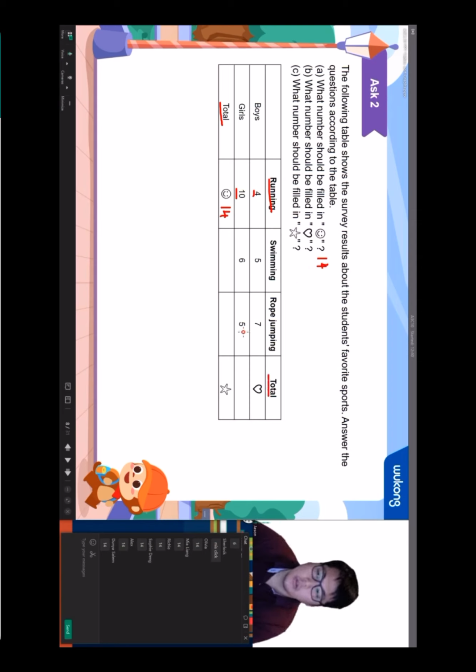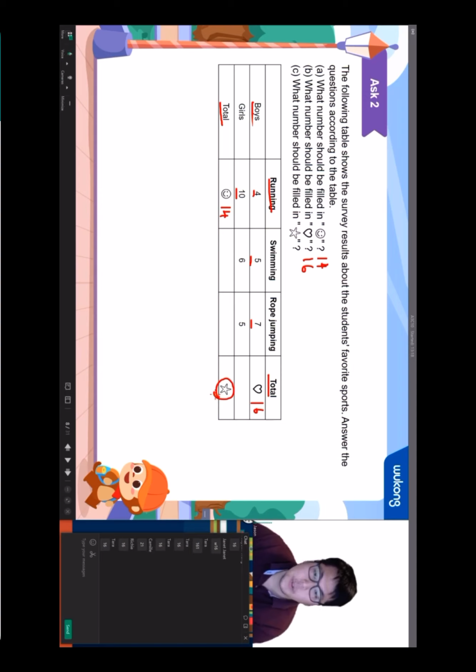So total for boys, 4 plus 5 plus 7. 11, 12, really, guys? Really? 4 plus 5 is 9. 9 plus 7 is 16. So now, what do you think the total is for the star? So what do you think this star is going to be?